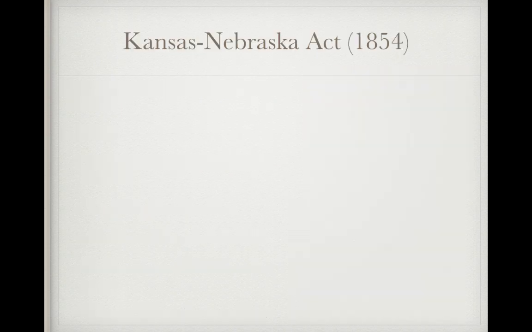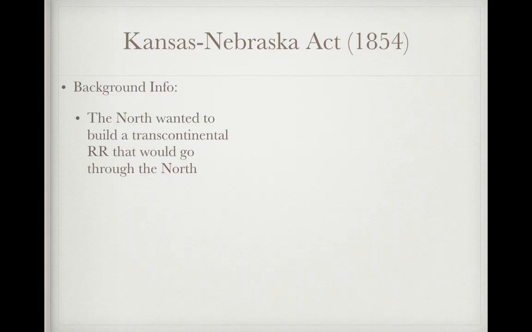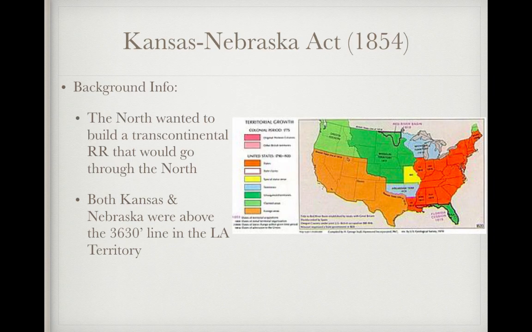All right, let's jump over to the Kansas-Nebraska Act from 1854. Some background info you should be familiar with is that the North wanted to build a transcontinental railroad that would go through the North and go through the Kansas-Nebraska territory. Both Kansas and Nebraska were above that 36°30' line in the Louisiana territory. You can see them here, clearly above that line.